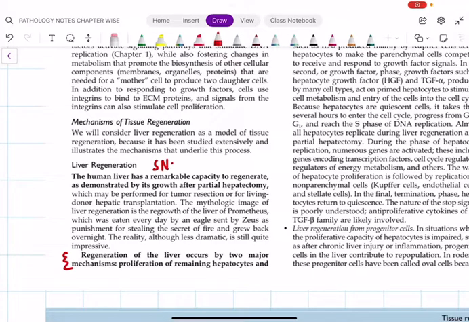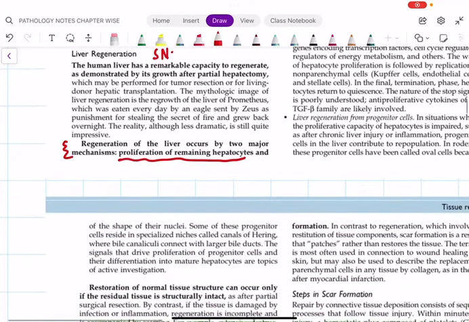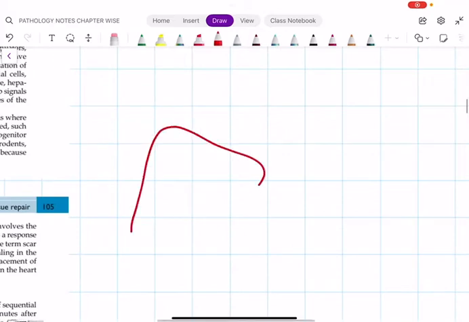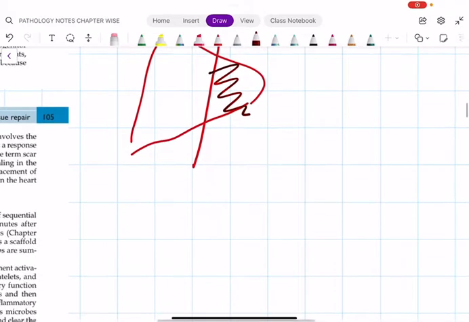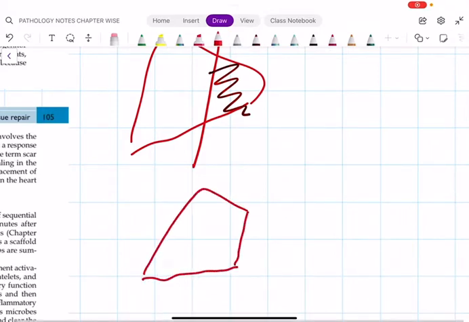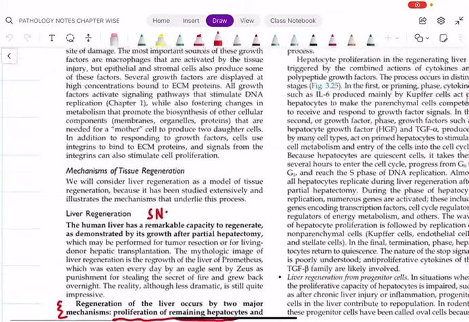So the regeneration of the liver occurs by two mechanisms. Number one is the proliferation of remaining hepatocytes. For example, this is the liver. I am cutting this part of the liver. Now what is remaining? This dotted portion is removed, so these are the remaining hepatocytes. These remaining hepatocytes may undergo proliferation. That is the first step.